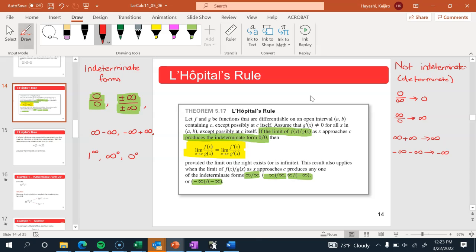Oh yeah, I forgot about one. 0 times infinity over here is also indeterminate, and it's another one that you're going to want to get to be like these. Okay, what else is not indeterminate?